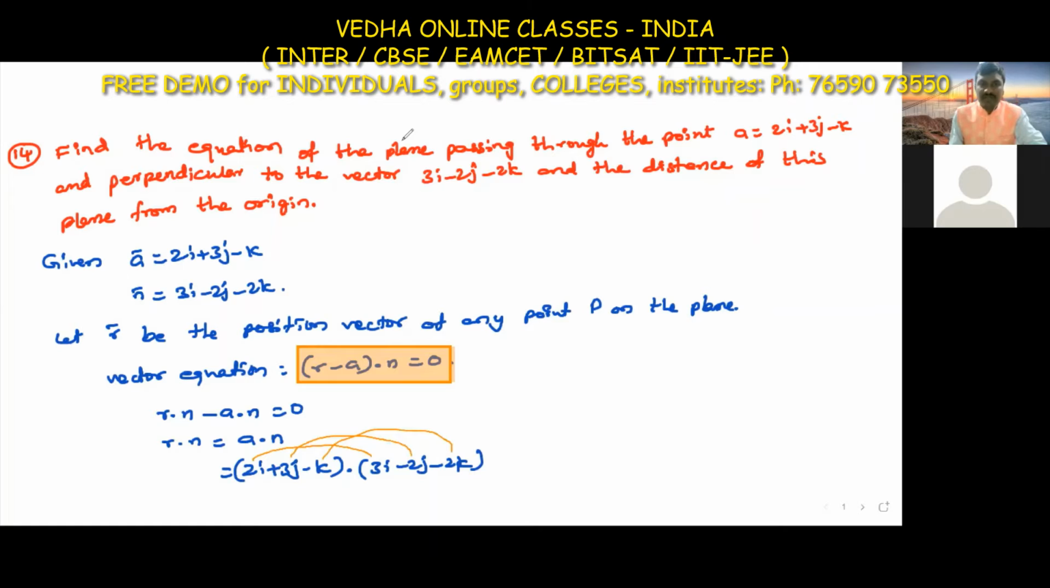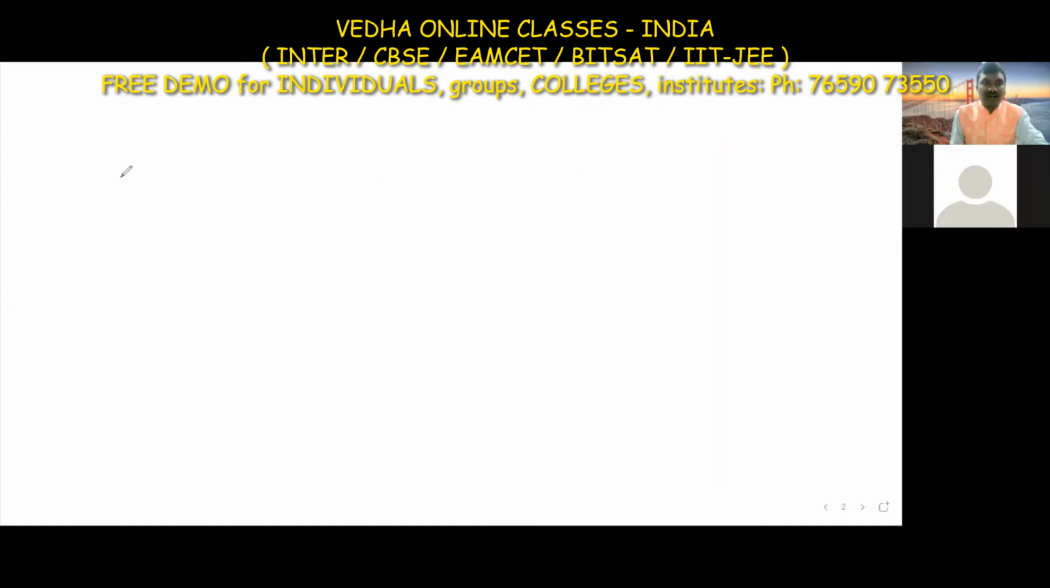If we multiply, what we get here is 2 into 3 plus 3 into minus 2 minus 1 into minus 2. This equals 6 minus 6 plus 2. The 6 minus 6 gets cancelled, and we are getting 2 here. So that means r dot n is equal to 2.